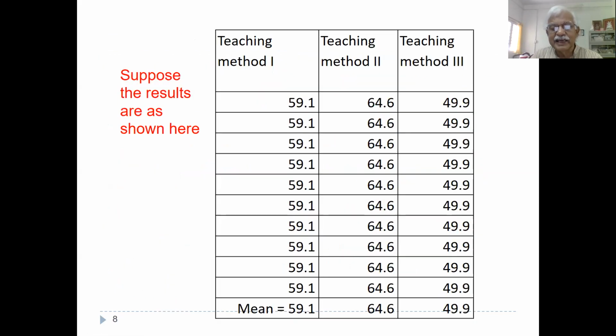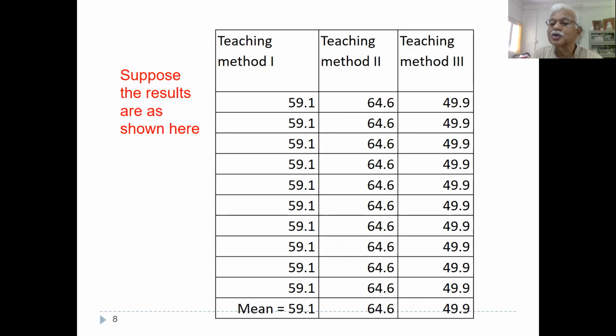Imagine that you had data like this. This is a hypothetical example just to clarify my point. Here the means are different. Group 2 has the best mean, group 1 has the middle mean, and group 3 has the worst mean. And all the individuals, all the students who are part of these groups, have the same score as their group mean.